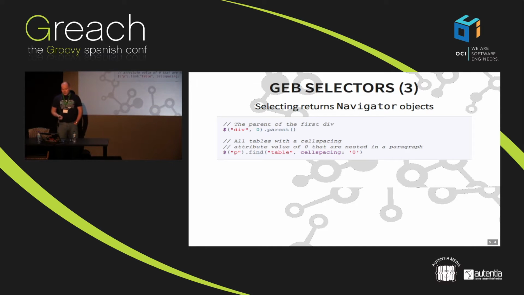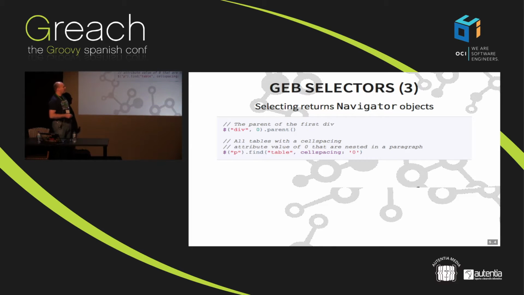The navigator returns a navigator object, and you can change those. So if you select the first div element, you can go for the parent of that. You can also have the previous element, the next element, siblings, and children. So you can do something like this.